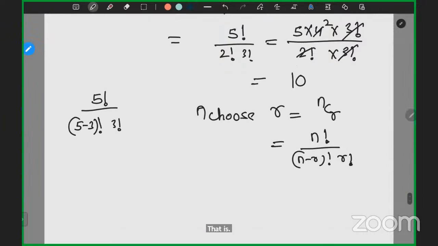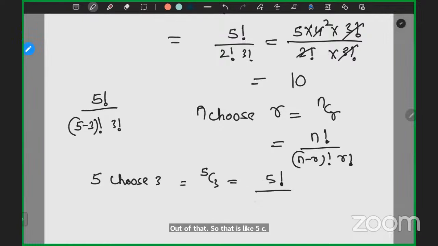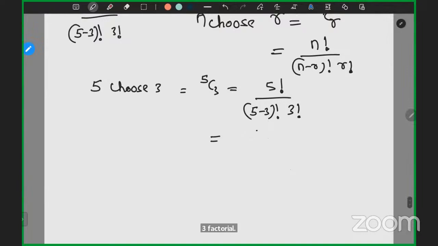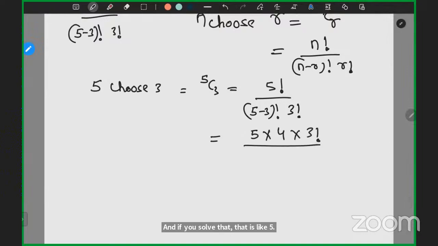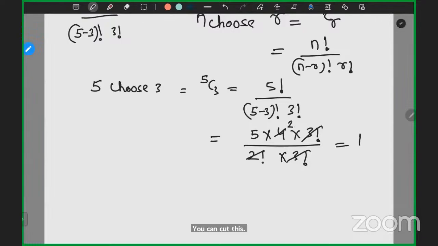Let's say 5 items are there, then choose 3 out of that. That is 5C3, and the formula is 5 factorial divided by (5 minus 3) factorial and 3 factorial. If you solve that, it is 5 into 4 into 3 factorial, over 2 factorial into 3 factorial. You can cut the 3 factorial. 2 factorial is 2 only, so that is 10.